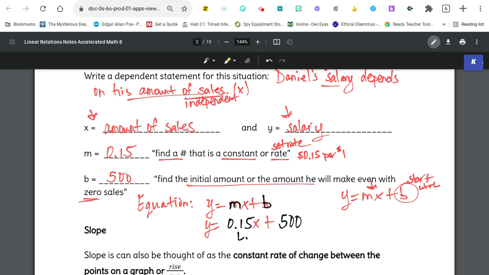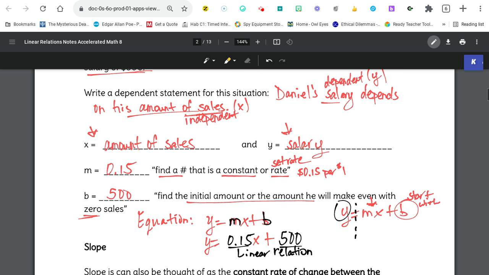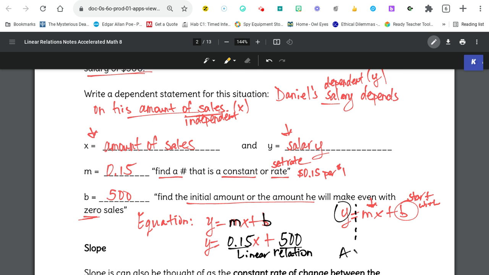So this is also what we call a linear relation. Okay? It has a slope and it has some initial value. And in order for it to be in what we call slope-intercept form, y must be on one side of the equation by itself. It has to be. Now, the other form we talked about again was AX plus BY equals C form, and that's called standard form.